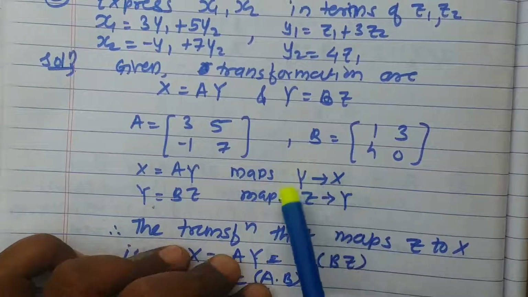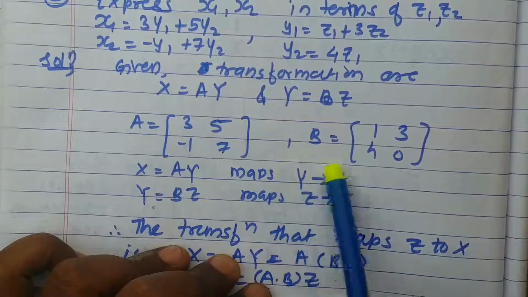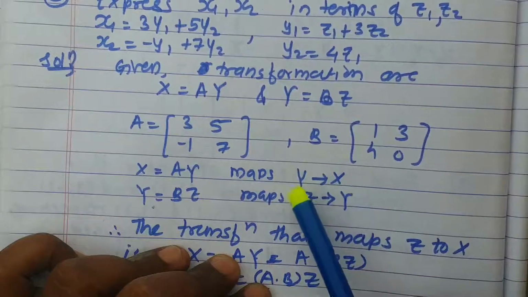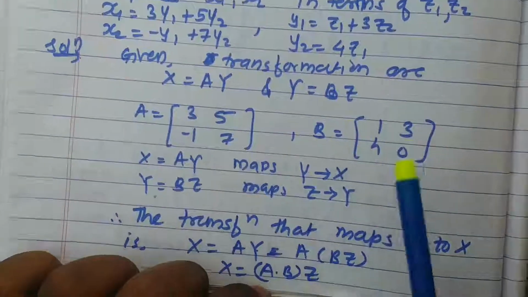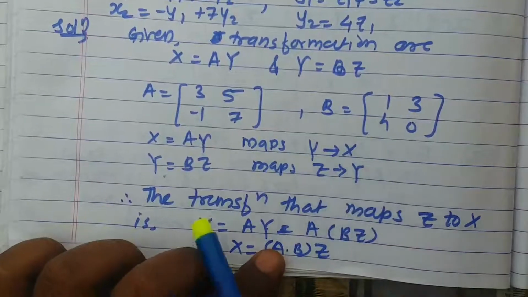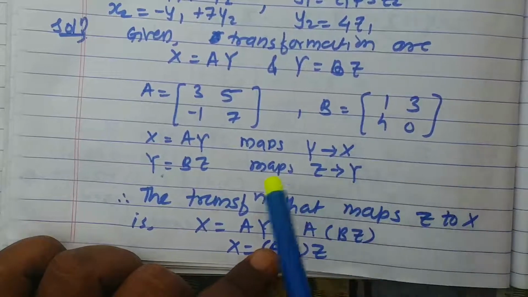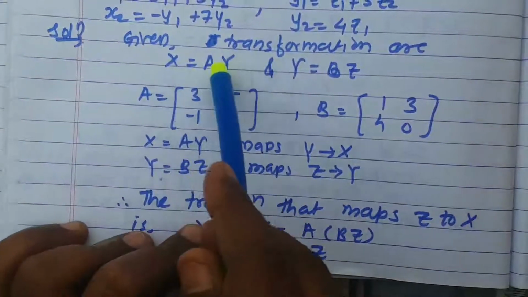Now if you see this arrow diagram, z goes to y, y goes to x. So ultimately z will go to x. So the composite transformation will be from z to x. So these two will imply the transformation that maps z to x will be given by... Now we are going to make use of these two.